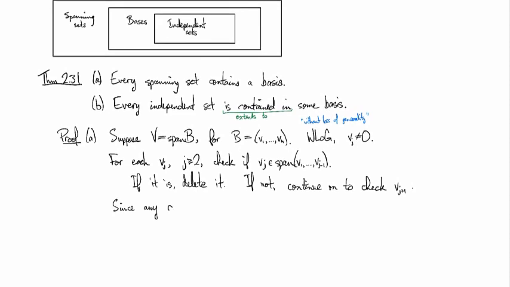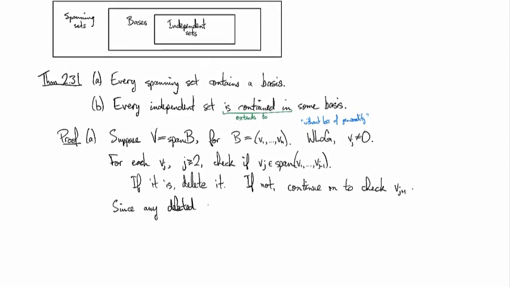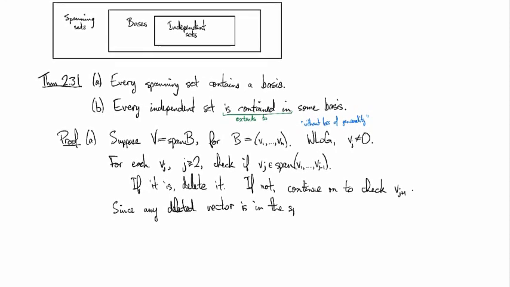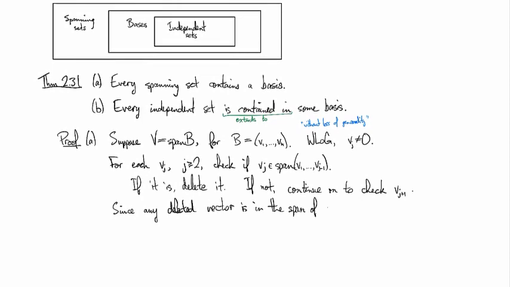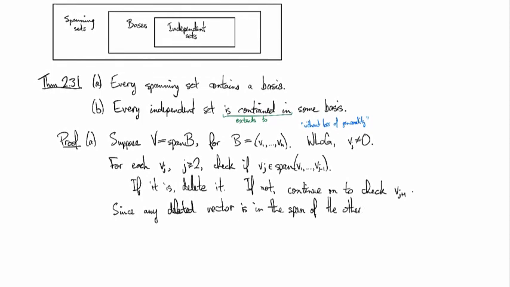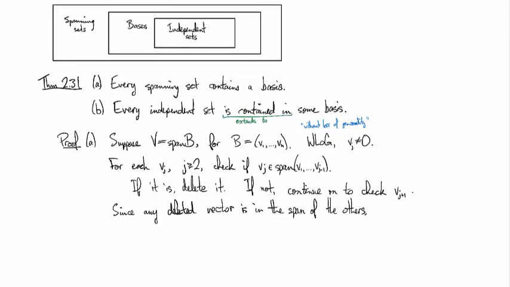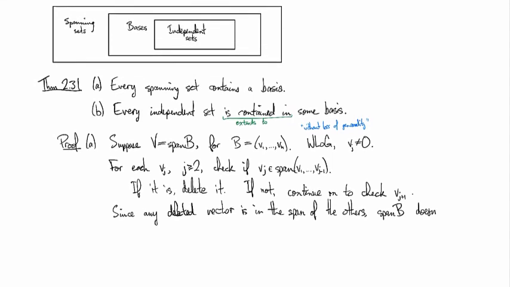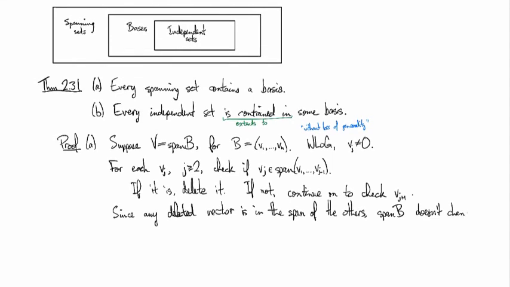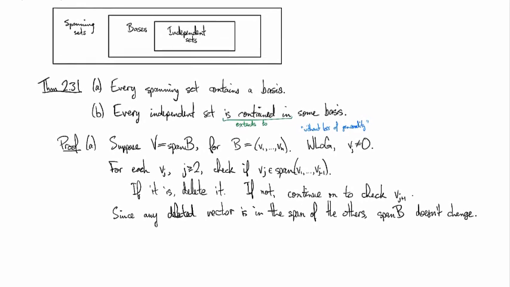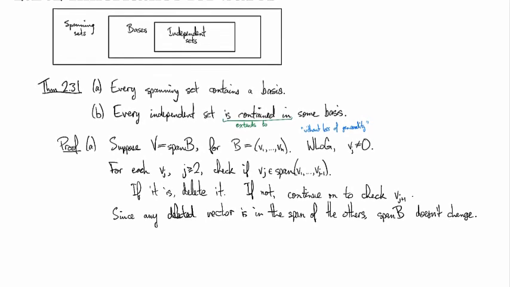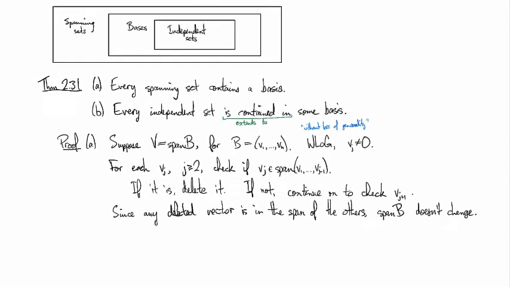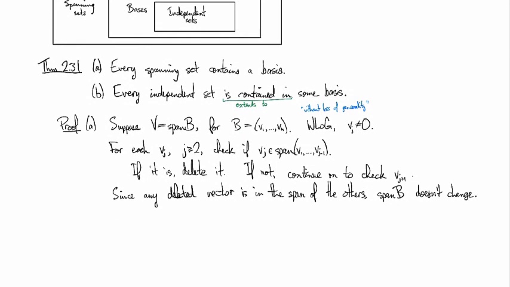Okay, so in order to see that we're going to get what we want, notice that since any deleted vector is in the span of the others, because that's the only time we delete something, the span of B doesn't change. So in other words, even as we delete vectors, the list still spans all of V because we only take away things that are redundant.